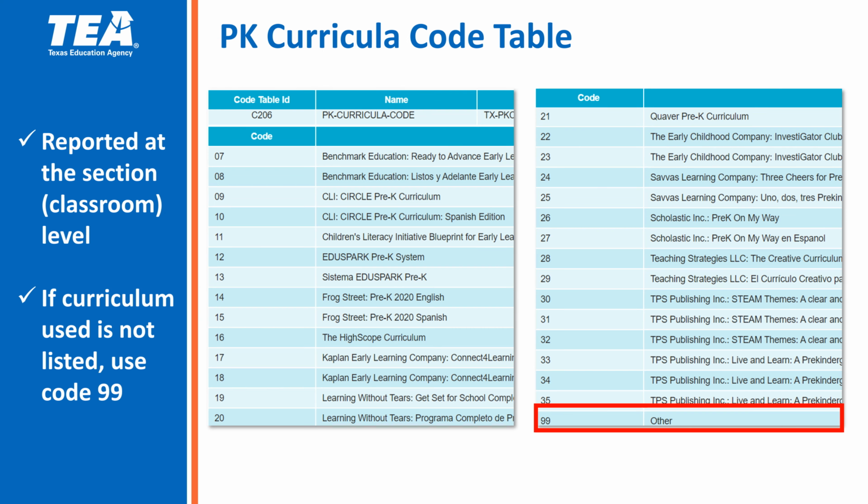This data element is titled Pre-K Curricula Code. The code table ID is C206. Curriculum is reported at the section or classroom level. For each section, a curriculum code must be entered.